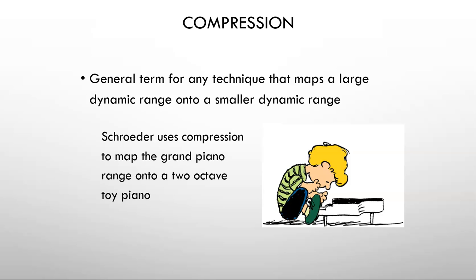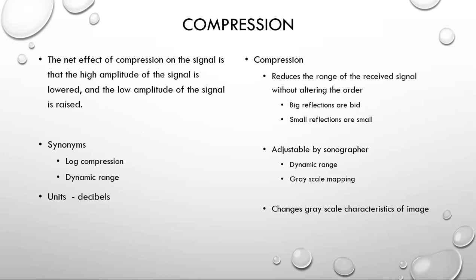So compression is the general term for any technique that maps a large dynamic range onto a smaller dynamic range. I always like to think of Schroeder playing his piano, where he uses compression to map the grand piano of Beethoven onto a 2-octave toy piano. The net effect of compression on the signal is that the high amplitude signal is lowered, the low amplitude of the signal is raised. We have some synonyms that also mean compression. Log compression is one. Dynamic range, they mean the same thing. The units of compression are decibels, and compression reduces the range of the received signal without altering the order.